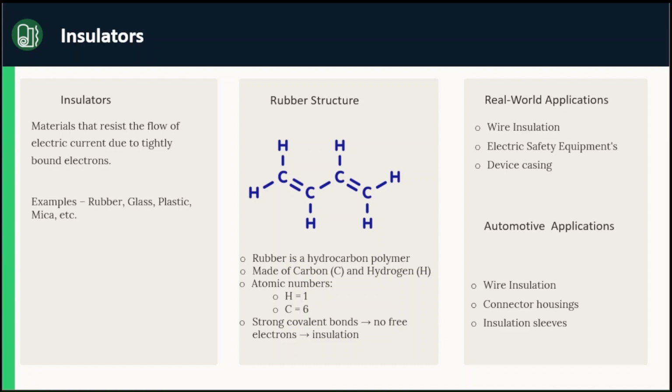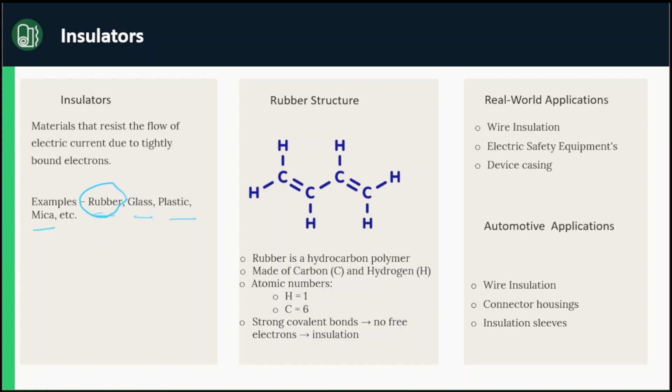Now what are the insulators? Examples of insulators are rubber, glass, plastic and mica. Now let us understand how rubber stops the flow of electrons. We understood that electron flow will be resisted if the outermost shell has 8 electrons, or if it is full.